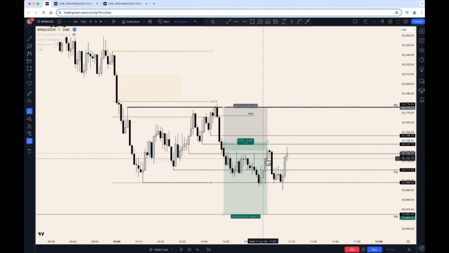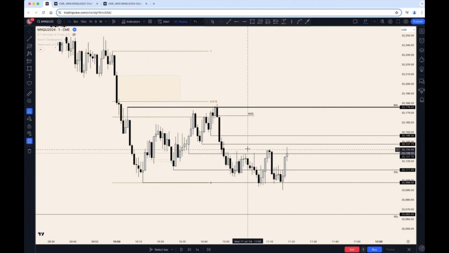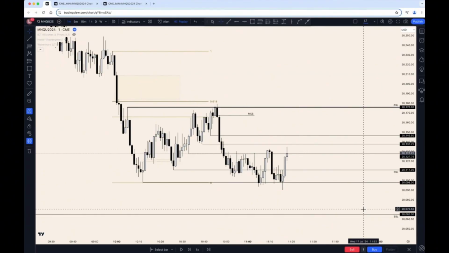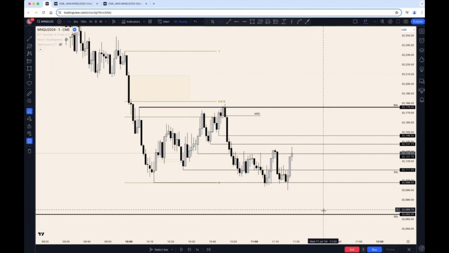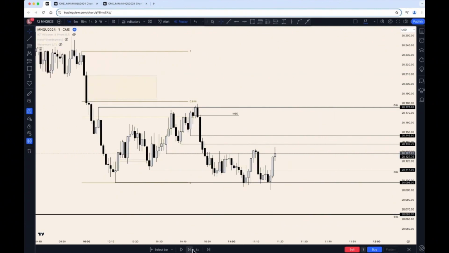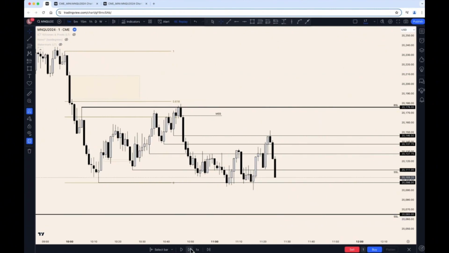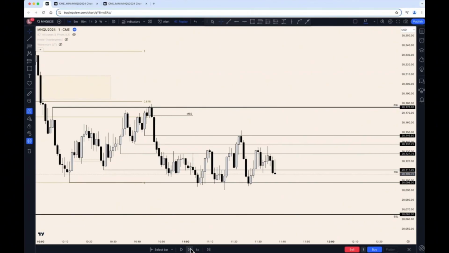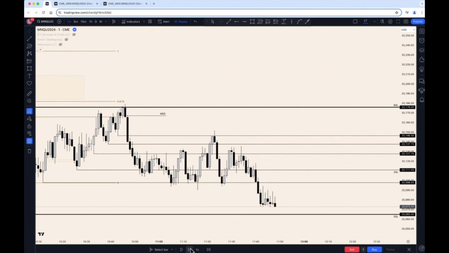Accumulate. Why is the market doing that? Because it's generating liquidity on both sides. But ultimately, price will definitely be attracted to here because of high time frame bias. There we go.